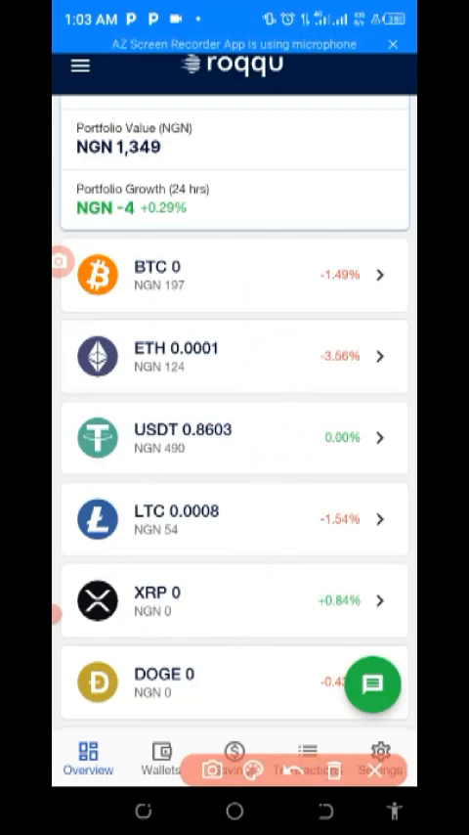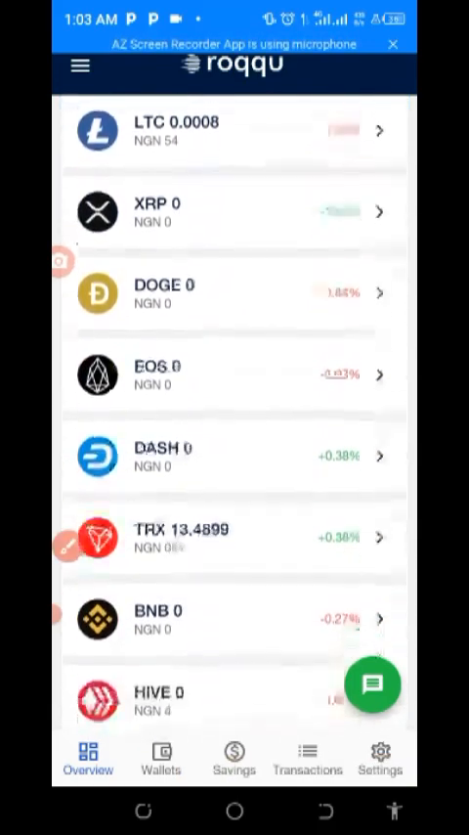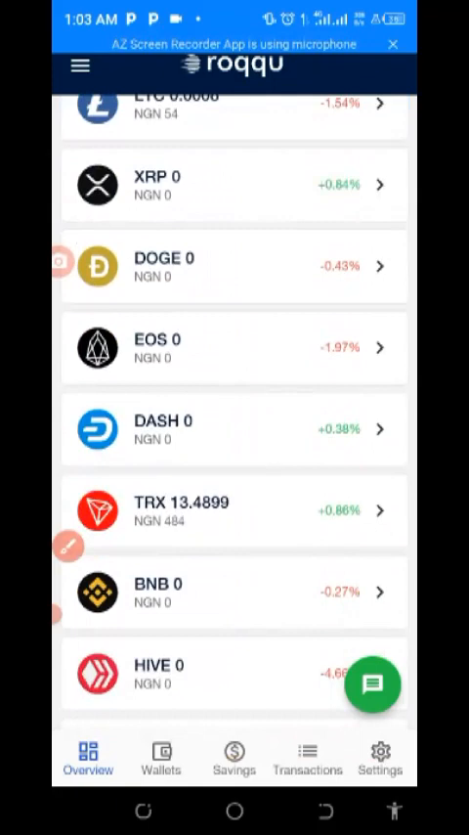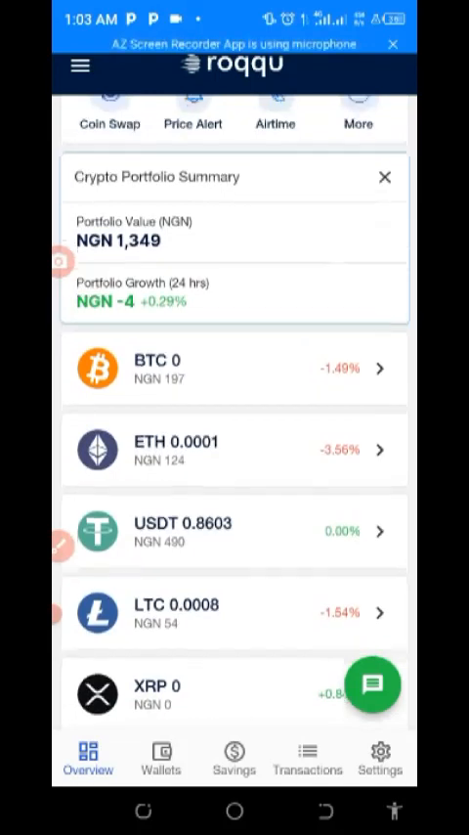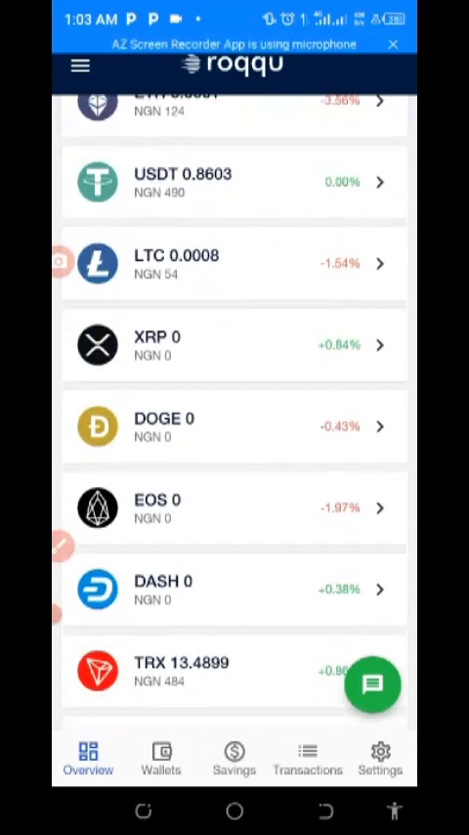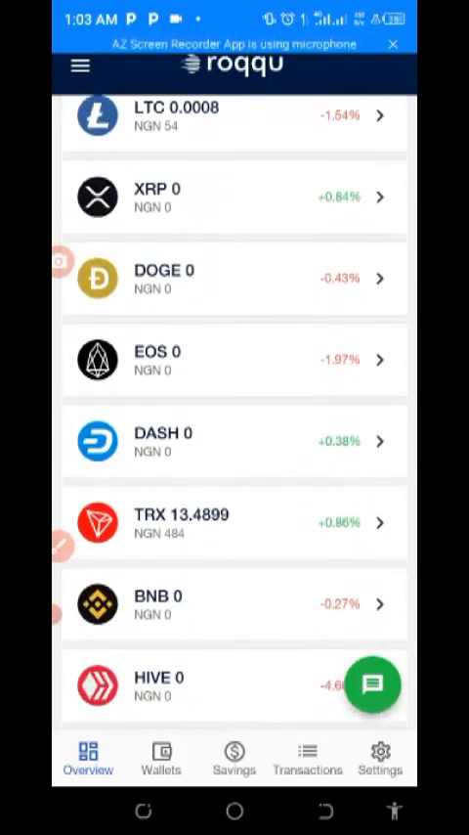You can see this one also, TRS. All this one I will just buy it. Immediately I buy it, I would now be at alert, and we're looking at the price change. Immediately the price just increases a little bit, I sell it. When I sell it, that is how I make my daily income.